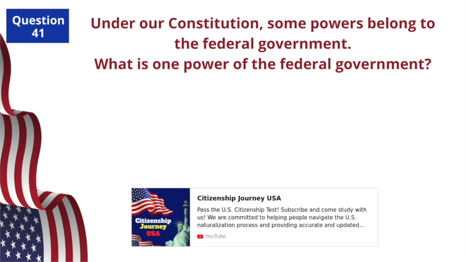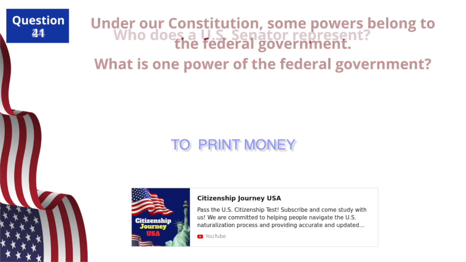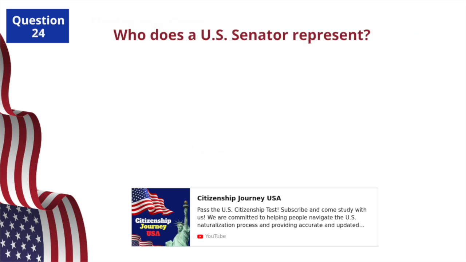Under our Constitution, some powers belong to the federal government. What is one power of the federal government? To print money. Who does a U.S. senator represent? All people of the state.